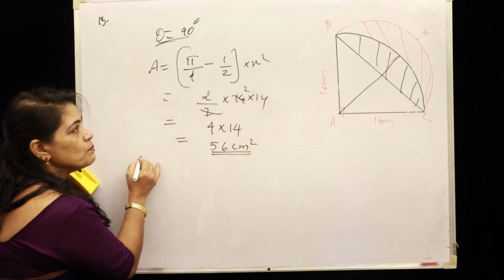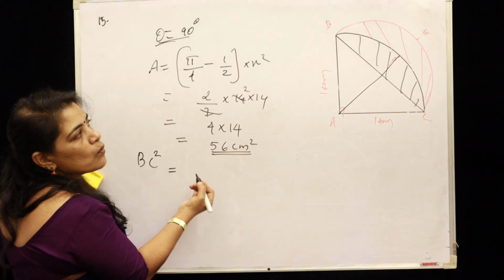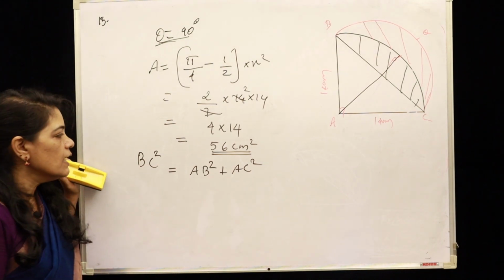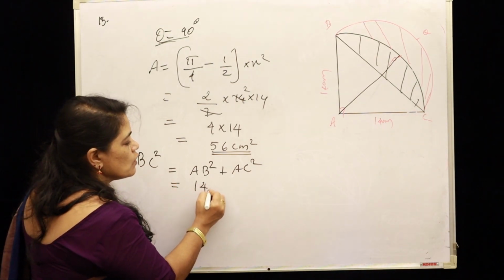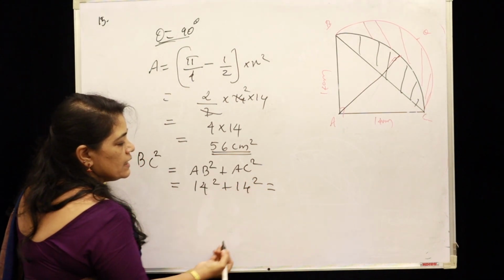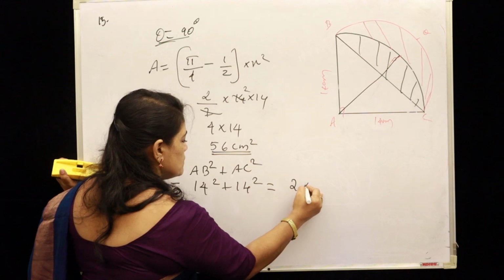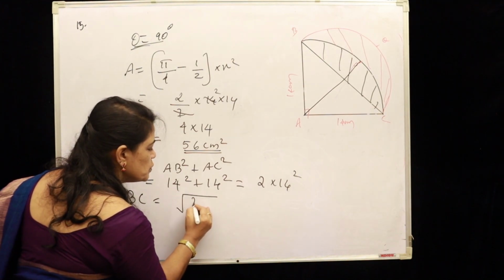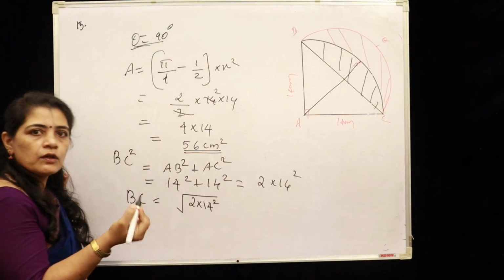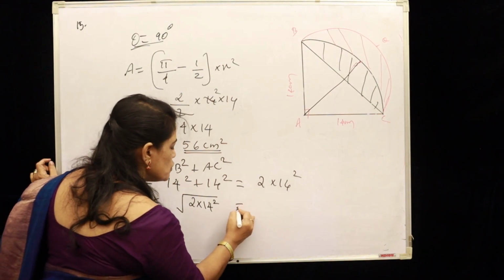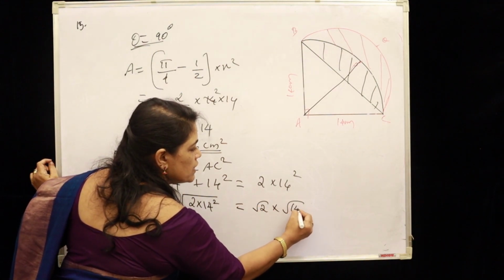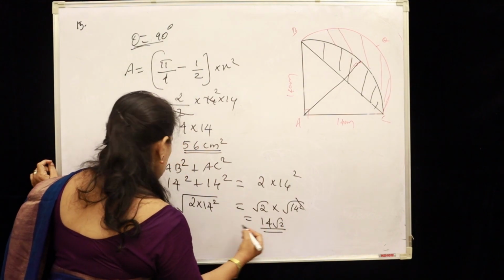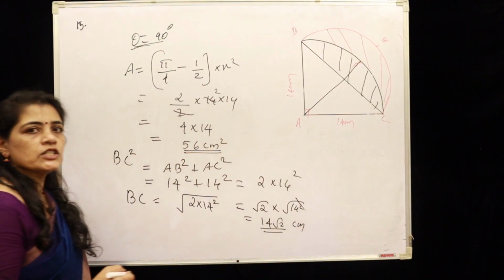Okay, semicircle, that is BC square is equal to, what is that? AB square plus AC square. Okay, that means AB is 14, so 14 square plus 14 square, that will be 2 times 14 square. So from this you can easily calculate BC will be the square root of 2 into 14 square. We know that root A into root B can be split. So root 2 into root of 14 square gets cancelled. So 14 root 2 will be the diameter, that is BC we have taken as the diameter of the semicircle.